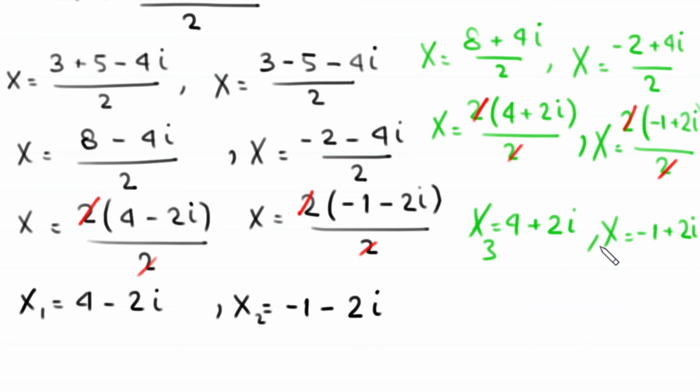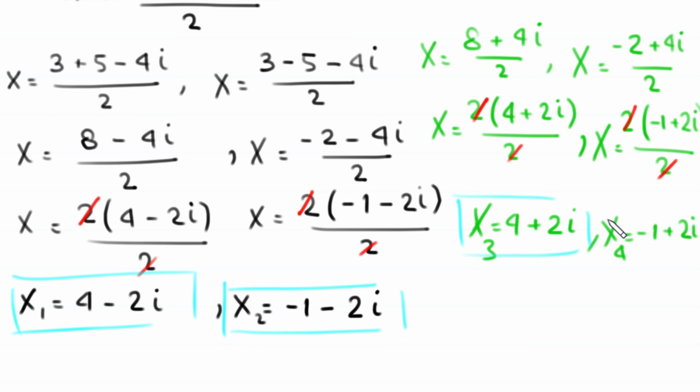This is third and this is fourth. So we have 4 solutions for this equation. First one is 4 minus 2i, and second is negative 1 minus 2i, third is 4 plus 2i, and fourth is negative 1 plus 2i.